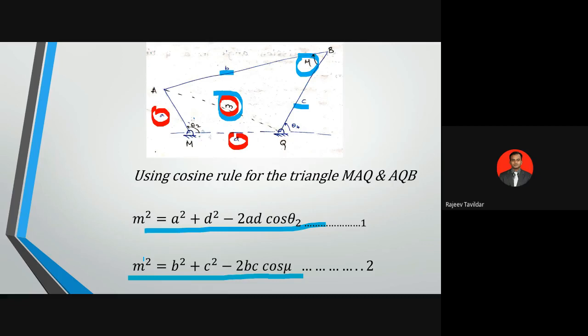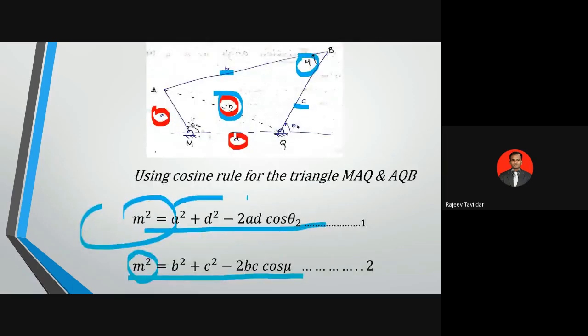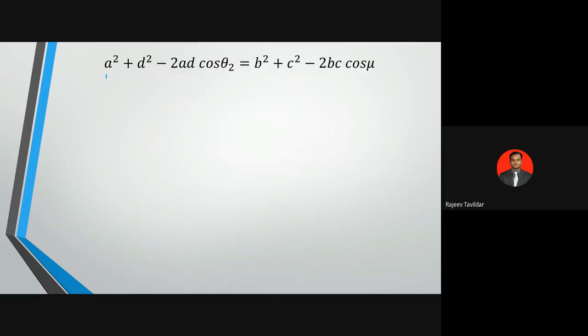So using these cosine rules, we have got these two equations. We can observe that the LHS of equation 1 and 2 are the same, that is m square. Okay, because of which I'm going to equate equation number 1 and 2 so that the LHS terms are equated, and directly I can go for the matching of the right hand terms. So I'm going to equate this term a square plus d square minus 2ad cos theta 2 with b square plus c square minus 2bc cos mu. So that is what I've equated over here.